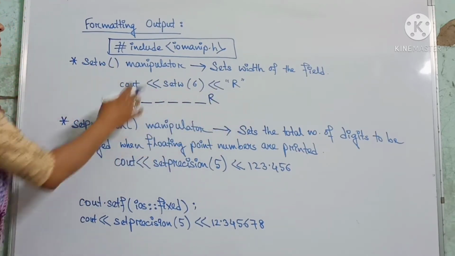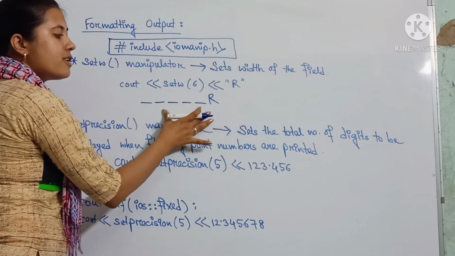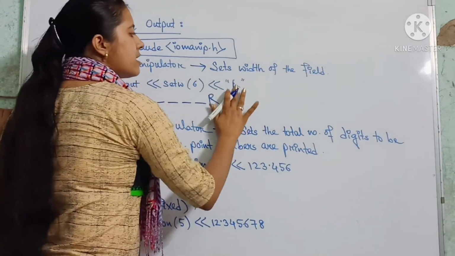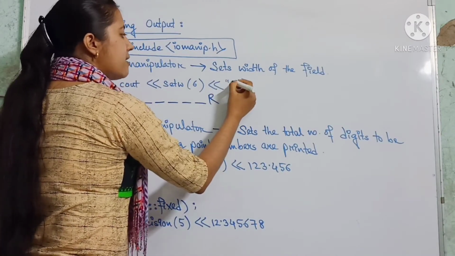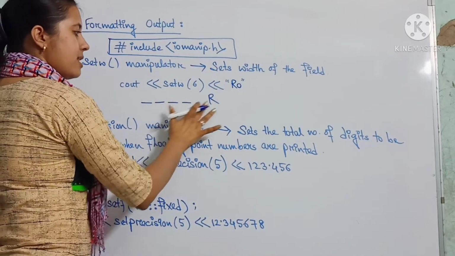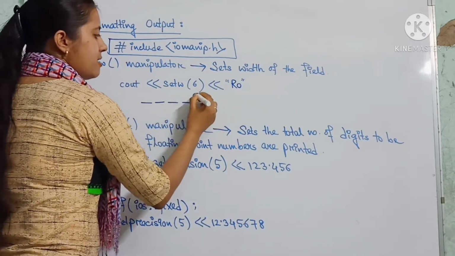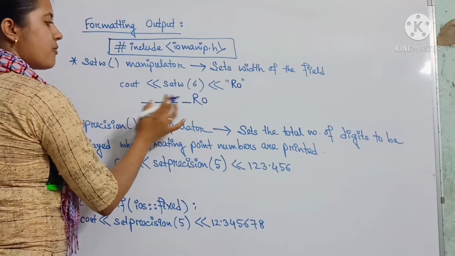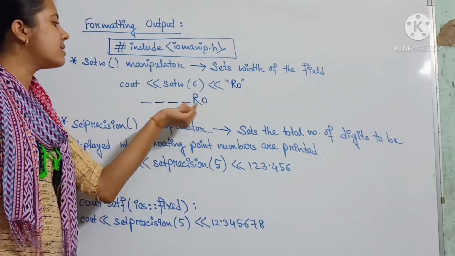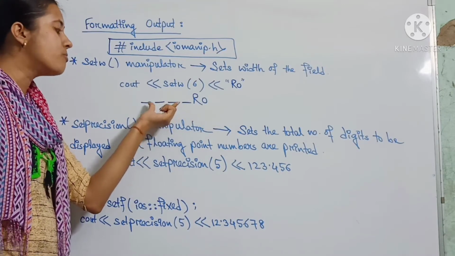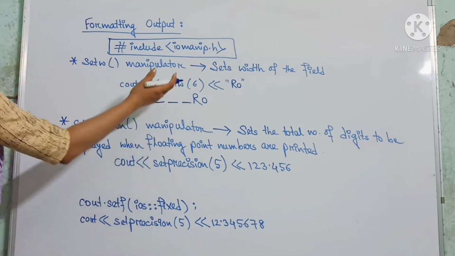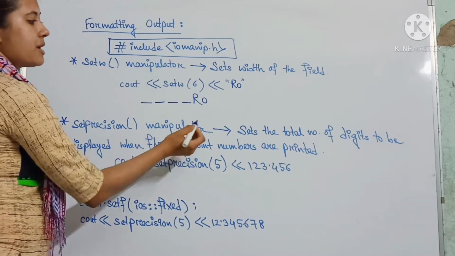So the setw manipulator sets the width of the field to some size. If we give some other value in place of r, suppose you give ro, then it is one field, and because there are already 2 letters, it will assign 4 more spaces to meet this requirement. Okay. Next one is the setprecision manipulator.